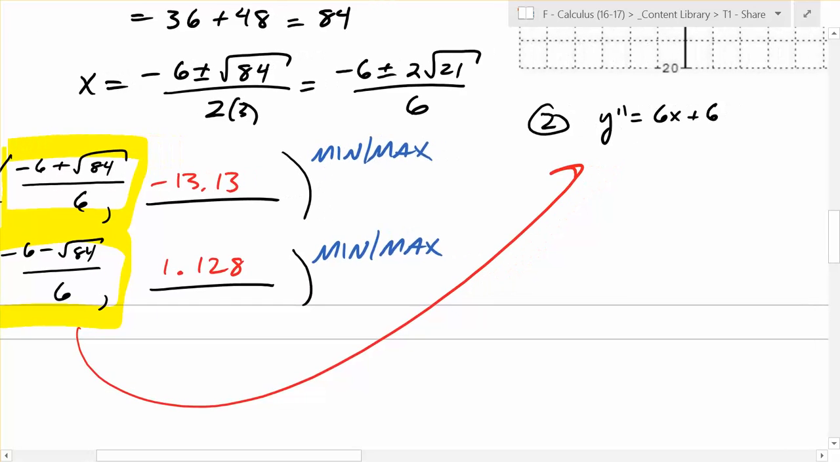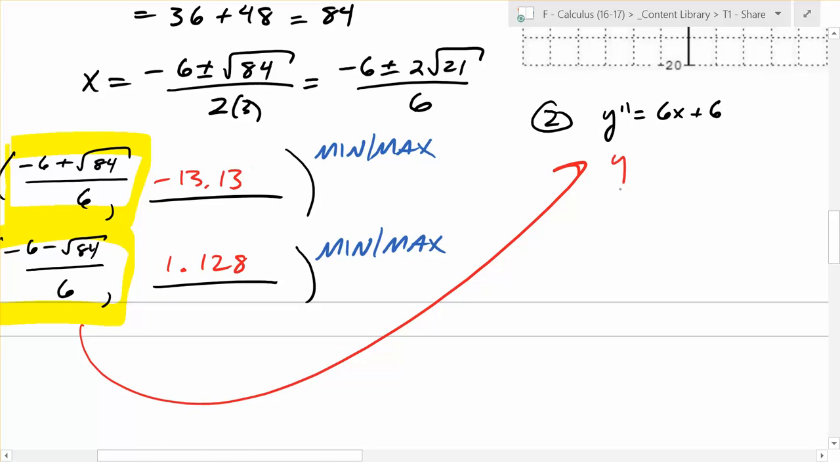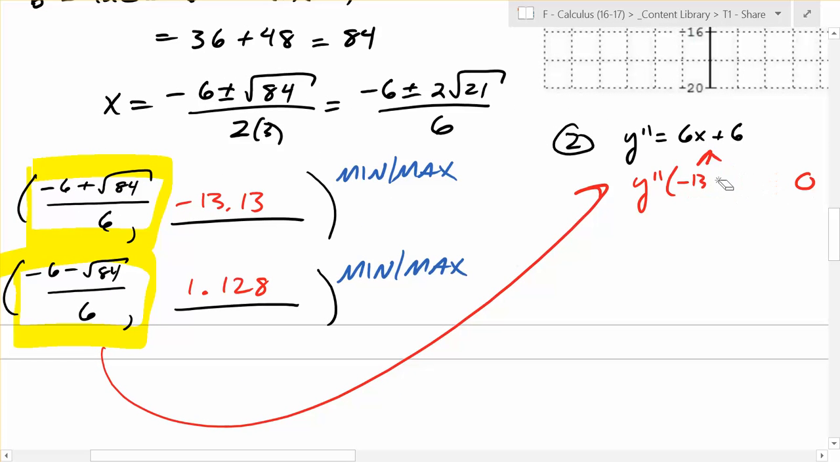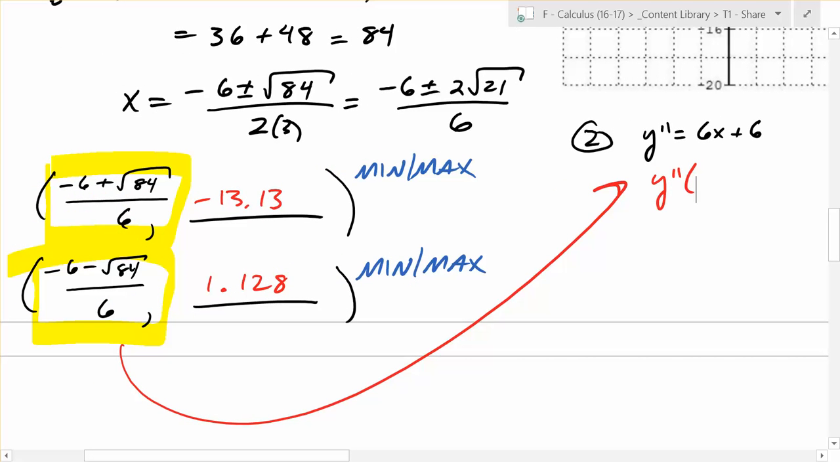So let's just take a look at that. So you plug those in. If you plug in negative 13, like y double prime, when you plug that in, is that going to be less than 0 or greater than 0? You're plugging this number into this function. Oh, excuse me. You're absolutely correct. You're plugging the x value in. So I don't actually have the decimal for that. I'm very sorry. What is it? 0.528.